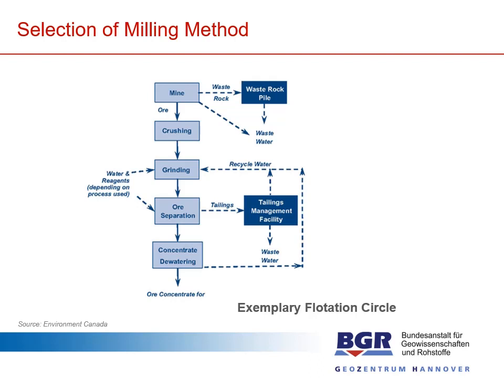The ore is then crushed and ground with the addition of a lot of water, on average 1 to 2 cubic meters per ton of ore. And afterwards the separation process begins, in this case flotation. After milling you could also apply gravity sorting. After the flotation process you have a concentrate which you have to dewater on the one hand side, and the rest of the ore goes to the tailings management facility, from which you can recycle some water to the grinding circuit, and you are also producing wastewater which has to be treated.